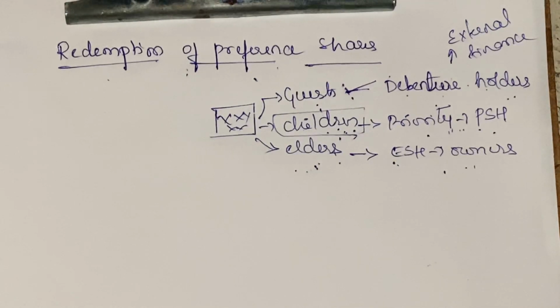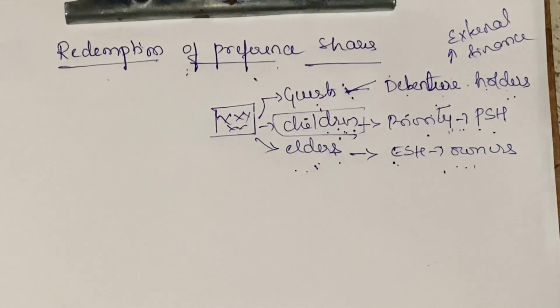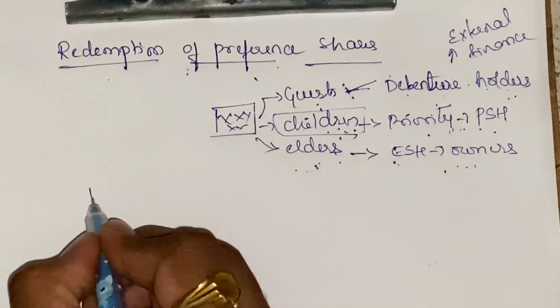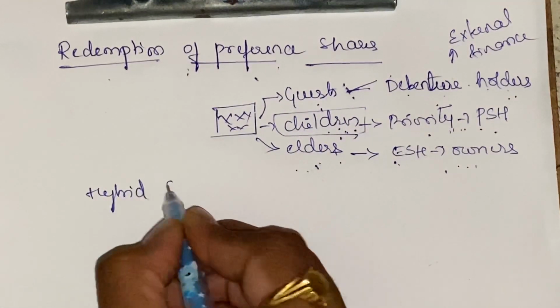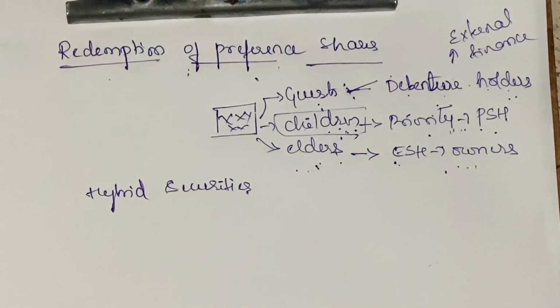So what is the meaning of preference shares? Preference shares are those shares who enjoy special rights and priorities in the organization with respect to repayment of capital and payment of dividend. Since it holds the combination of both equity shareholders and debenture holders, preference shareholders are also called as hybrid securities. Is that clear? Okay.